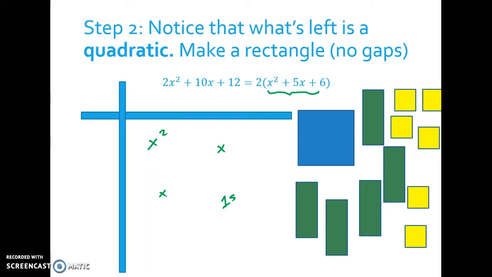If not with actual tiles, then at least mentally try to arrange these tiles so that they don't leave any gaps when you build a rectangle out of them. Maybe draw a picture.